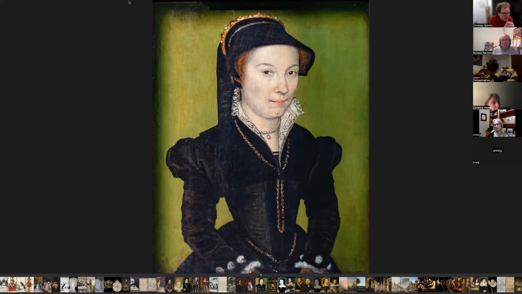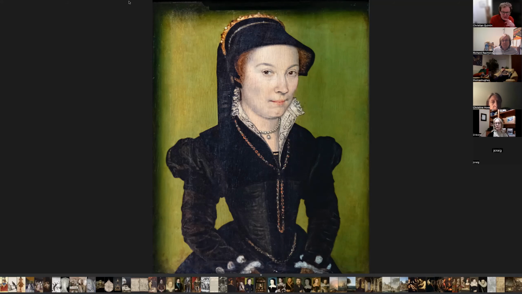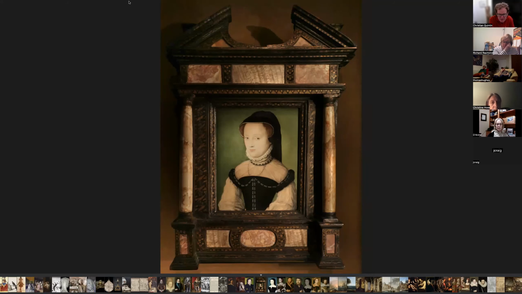So Corneille de Lion portraits in general are very, very small. They range from the size of the postcard to about 8 by 10, and he worked mostly in oil on panel. This is a painting with the frame of a lady called Madame de Chatillon. And I tried to find out a little more about her, but I was unable to.